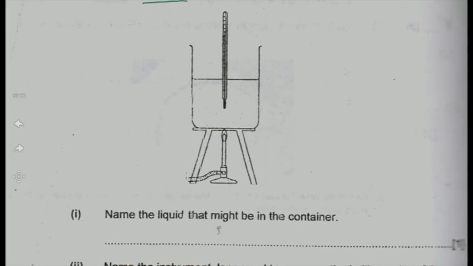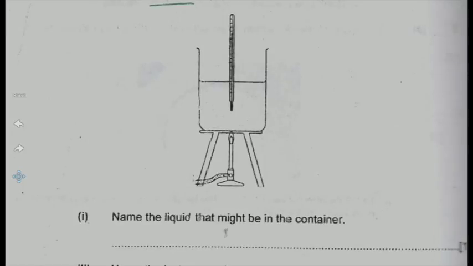Name the liquid that might be in the container. The liquid here might be water. Why do we say it might be water? Because of the boiling point, which is 98 degrees Celsius.